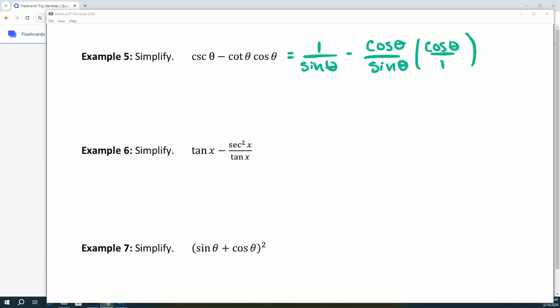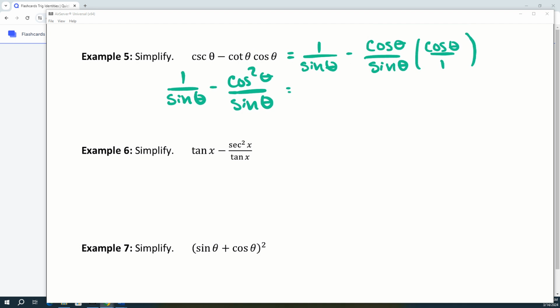All right, now that cosine of theta, I just went ahead and put it over 1 just because we're multiplying it by a fraction. It can get a little bit confusing. All right, so on this fraction, whenever I multiply these, you should get cosine squared of theta over sine of theta. This one actually works out kind of nicely because you already have a common denominator.